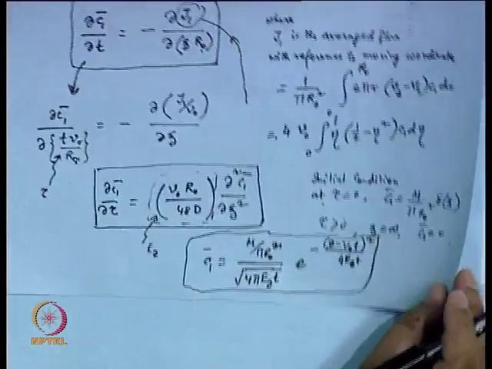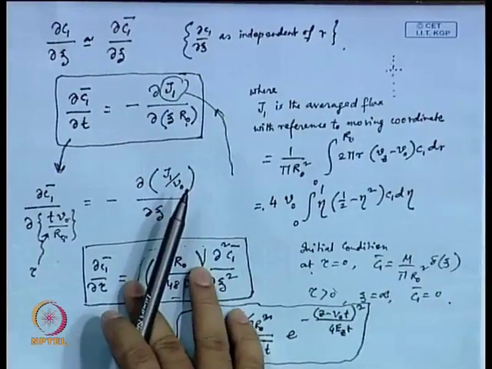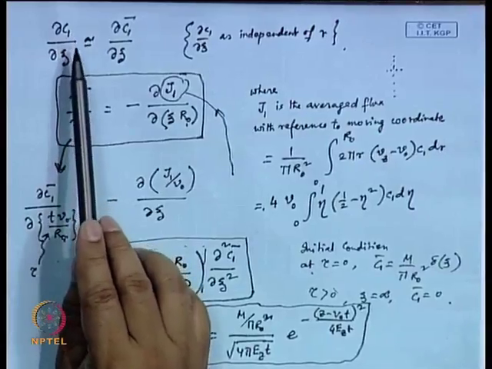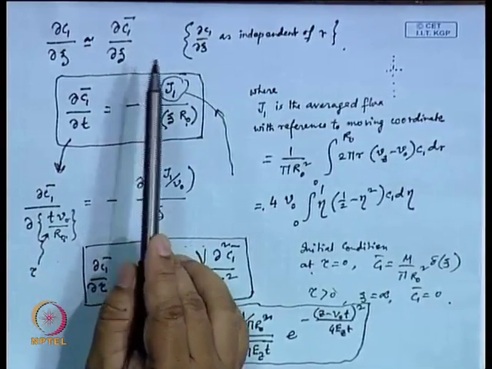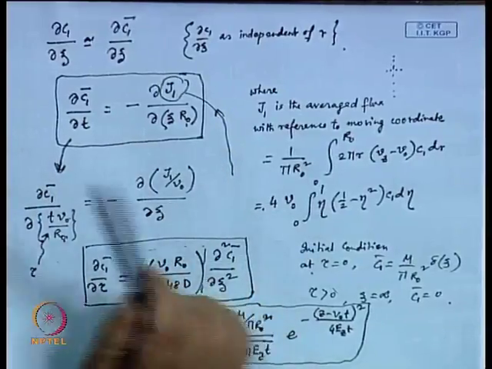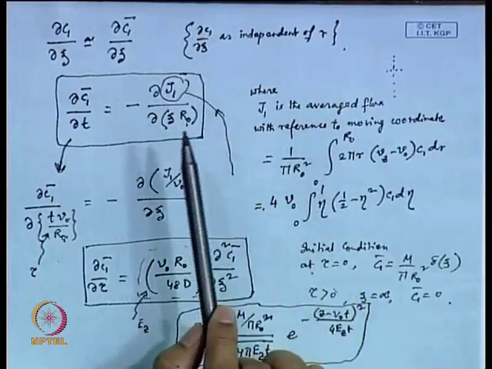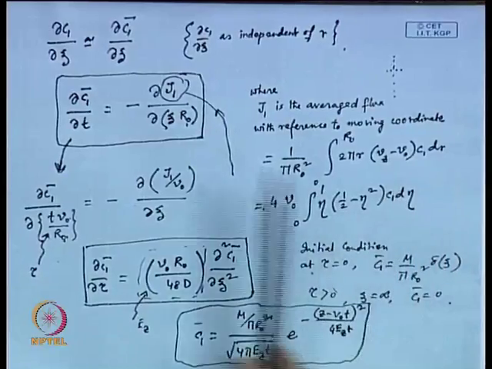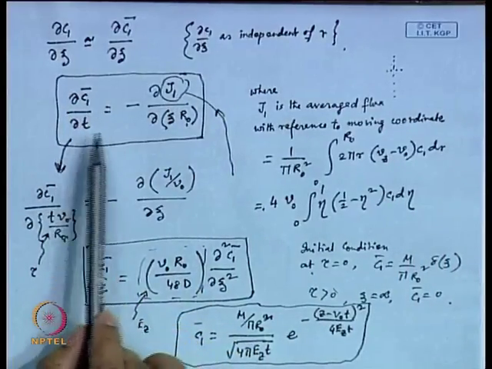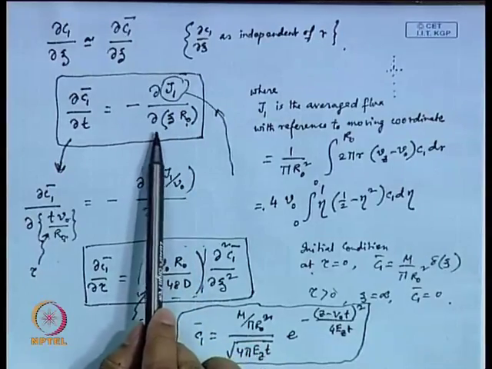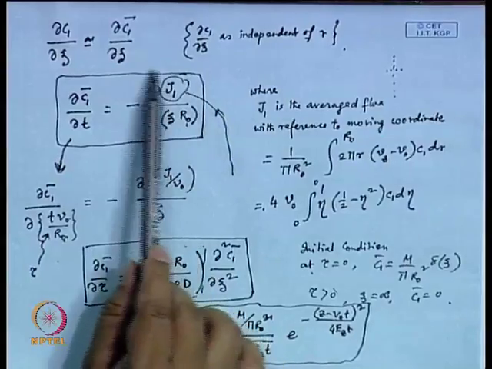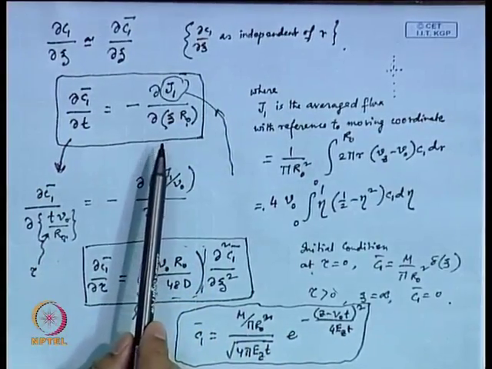But if we try to quickly recap on what we have done, we made an assumption here that del C 1 del zeta is equal to del C 1 bar del zeta. That means the change in concentration in the z axis when you are in the moving coordinate system, that you are treating as same as the change in average concentration in the same zeta axis. So, by doing this del C 1 del zeta has become independent of r. So, that feature you are taking into account, and then you are writing that basic governing equation that del C 1 bar del t is equal to this quantity minus del J 1 del zeta r 0. So, this becomes your governing equation, I should say, in terms of C 1 bar.